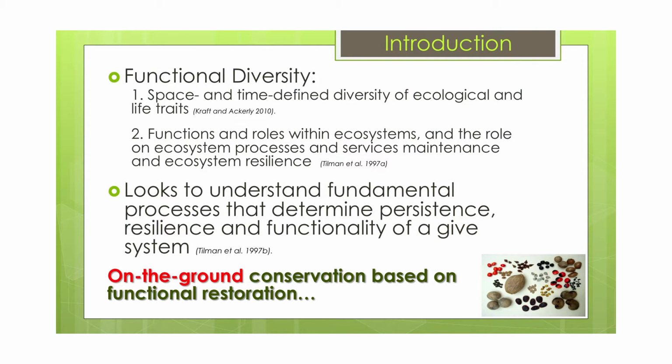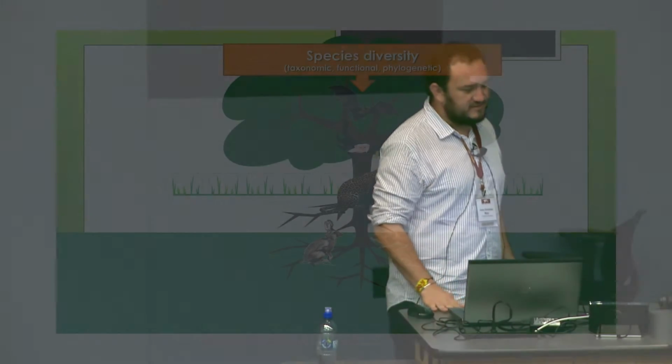The main goal of functional diversity is to understand what processes determine the persistence, resilience, and functionality of ecosystems. And that is probably one of the best tools. It was developed for plants. More recently, it's been explored for animals. But that could allow us to do better on-the-ground conservation planning, in terms not only of protecting species or protecting ecosystems, but also protecting evolutionary history if we think of phylogenetic diversity, but also how species play roles in ecosystems and how we can maintain those processes.